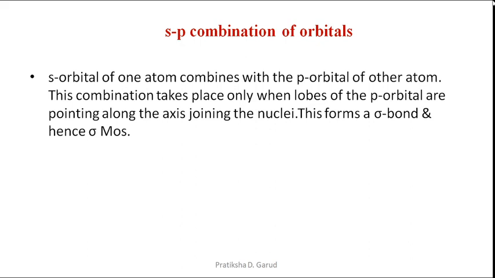This combination takes place only when the lobes of the P orbital are pointing along the axis joining the nuclei, and in this way there is a formation of the sigma bond, and hence there is a formation of the sigma molecular orbital. In case of the SP combination, the lobes of the P orbital should be pointing along the axis joining the nuclei, and then only the combination is possible.